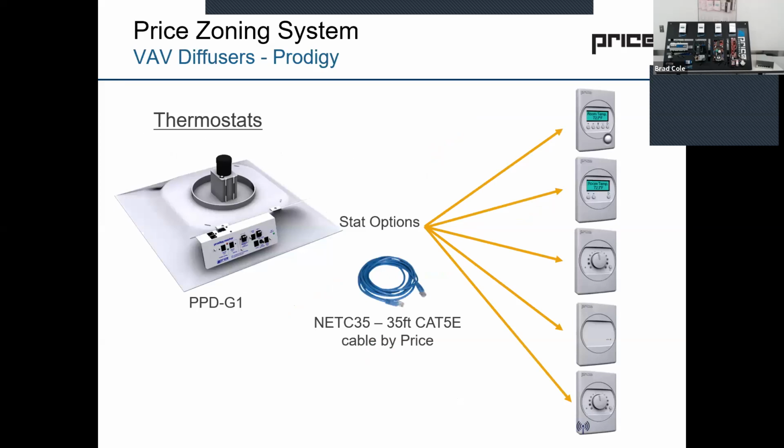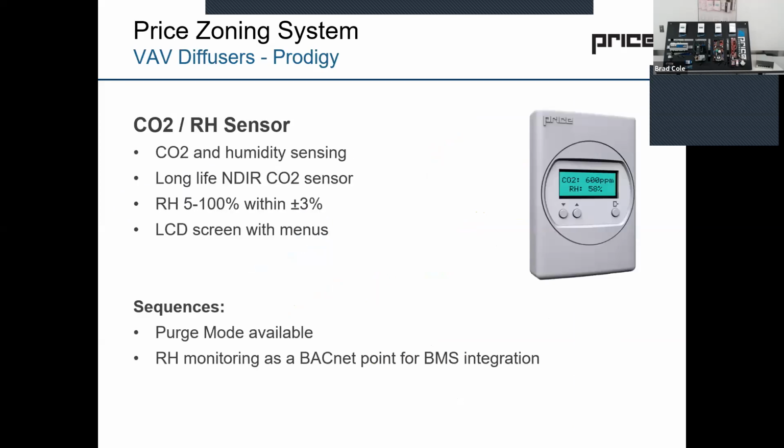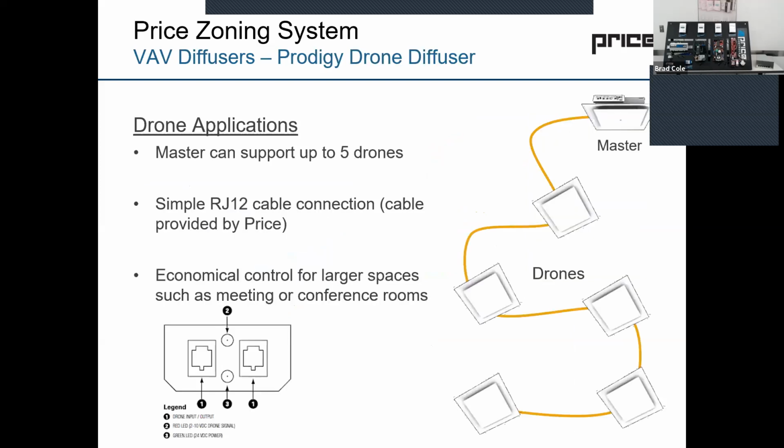Again, same wide range of thermostats we offer. So at Price, it's universal, so I don't have to go through those again. CO2 offering as well. So we can do a purge type mode with a Prodigy master in a room, or a Prodigy master in a drone application.